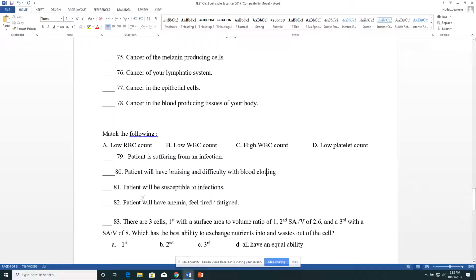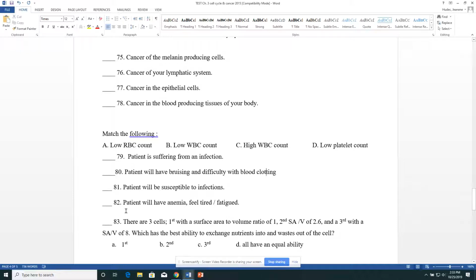Question 81. This patient will be susceptible to infection. Would they have a low red blood cell count? B, would they have a low white blood cell count? C, would they have a high white blood cell count? Or D, a low platelet count?